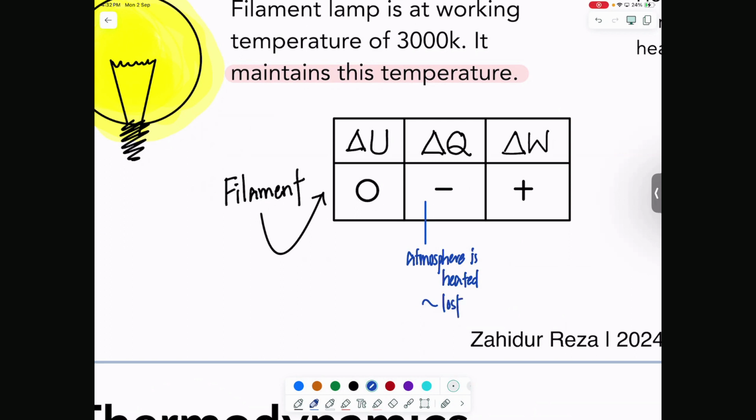Is work done ever negative? Yeah, when a gas expands, it's doing work on the surrounding, right? So that is lost. And here it is going to be positive because electrical work is done on the system. So this is going to be a gain. Because there's no net change in temperature, the change in internal energy is zero.